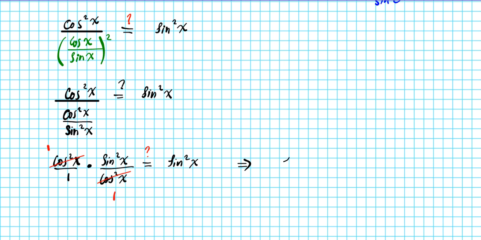Well, what we have is sine square x equal to sine square x? Absolutely. So achieving this true statement, we've been able to show that the original trig identity is in fact correct. Alright, let's go ahead and take a look at question number 3.